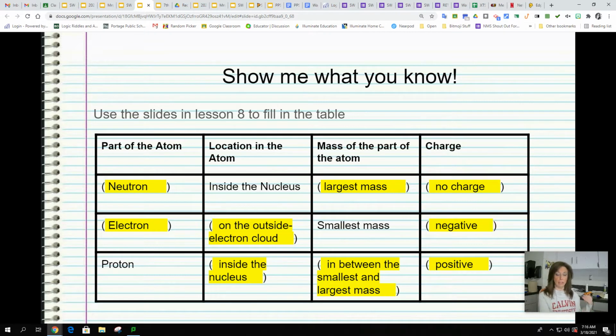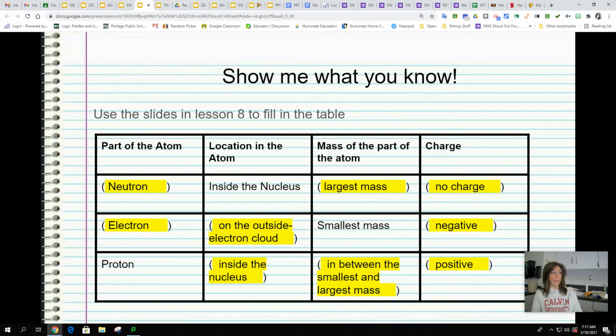The one above it is electron. This is on the outside of the atom in the electron cloud where it circles the nucleus. All of the electrons kind of whiz around the nucleus, kind of like planets orbiting the sun. Of the three particles, this one has the smallest mass. It has a negative charge.